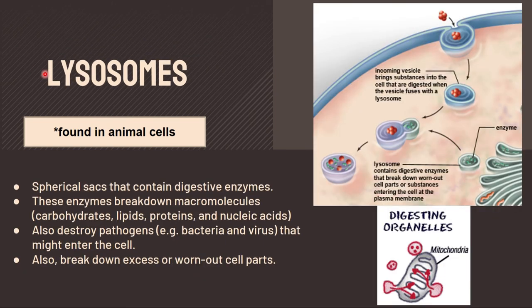Next, we have the lysosomes. Lysosomes are found in animal cells. In plant cells, not all plants have lysosomes. Only a few plants have lysosomes. Lysosomes are spherical sacs that contain digestive enzymes. So, let us define first what digestive enzymes are. Earlier in the peroxisomes, I mentioned enzymes, that peroxisomes have enzymes, but I forgot to mention what enzymes are.